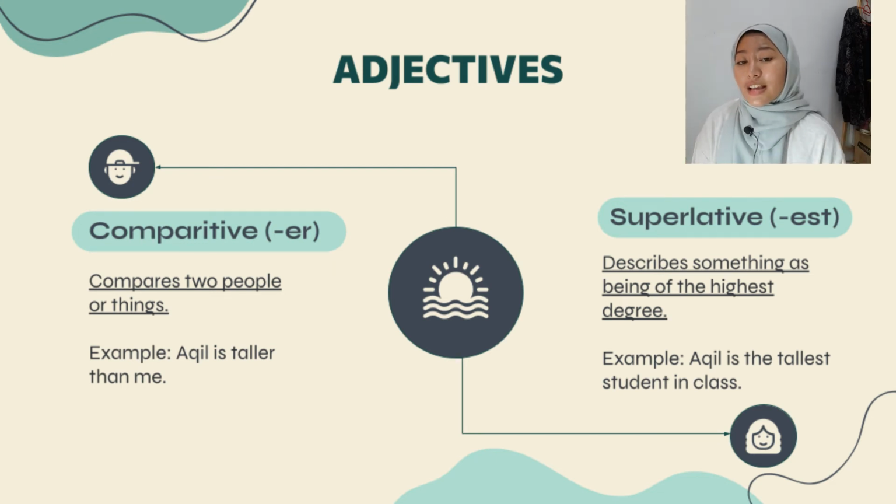The second inflectional category is the superlative -est. When the inflection -est is used at the end of an adjective, it serves to describe something as the highest quality or degree. So, for example, Akil is the tallest student in class. This brings the meaning that there is no one else, no other student in the class that is taller than Akil.